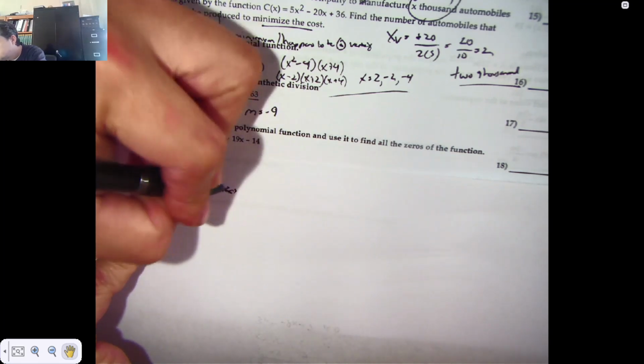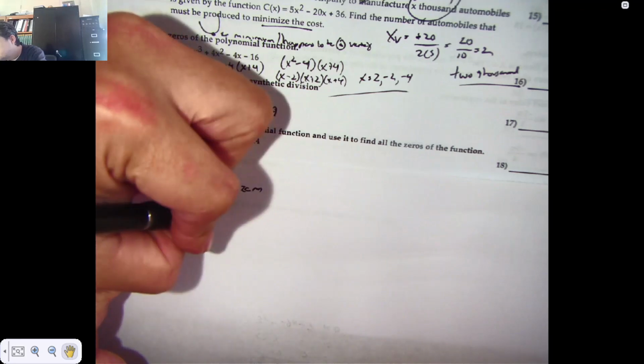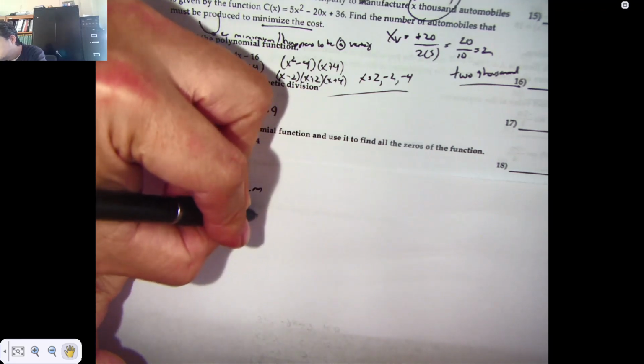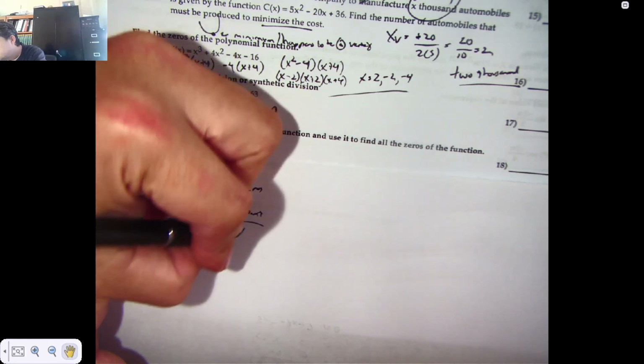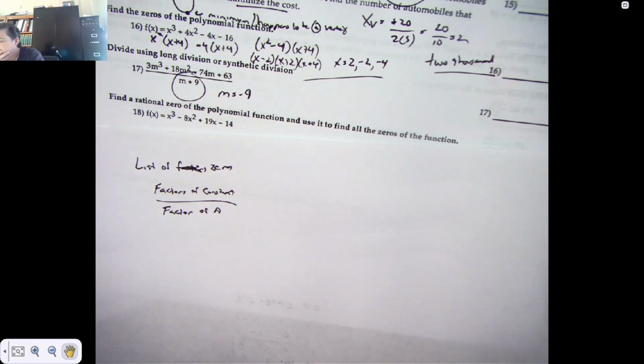Or sorry, a list of zeros. It is factors of the constant over the factors of A. This is usually taught as factors of P and Q, but I just stick with this because this is what I remember.